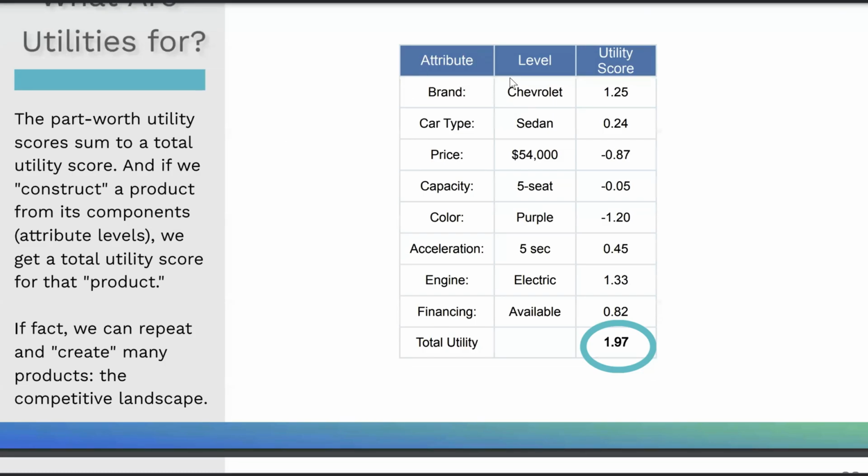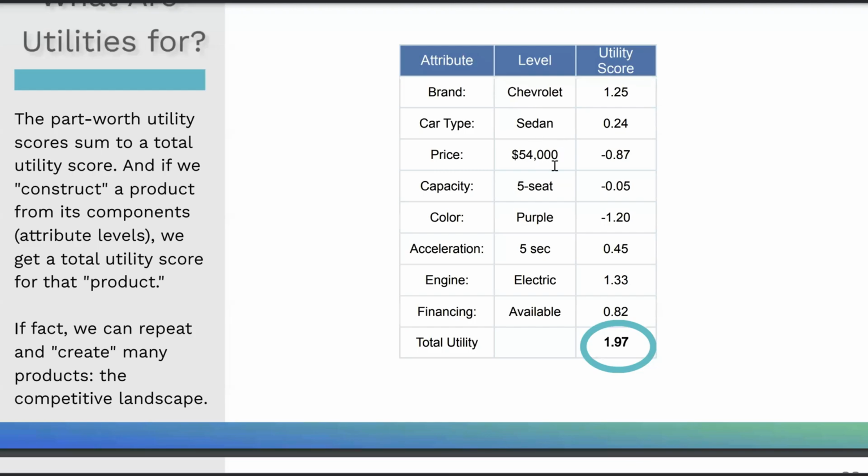In this case, let's say we have a Chevy, which is a sedan, sells for $54,000. It's a 5-seater, it's purple. Every one of these we created and we calculated or estimated a utility score. And as you mentioned, they add up to a total utility score. We basically constructed a total utility score from a product that we constructed.